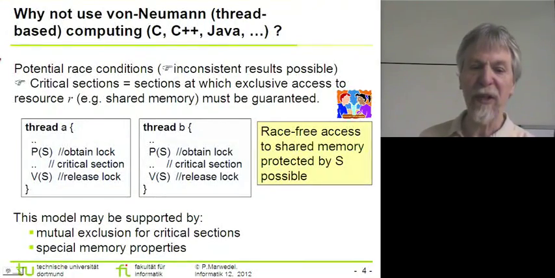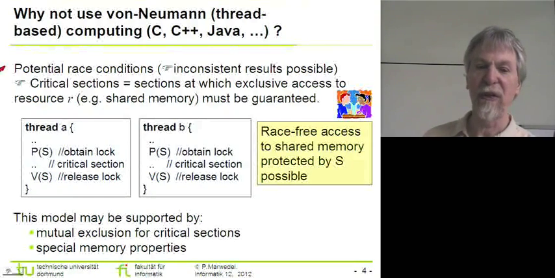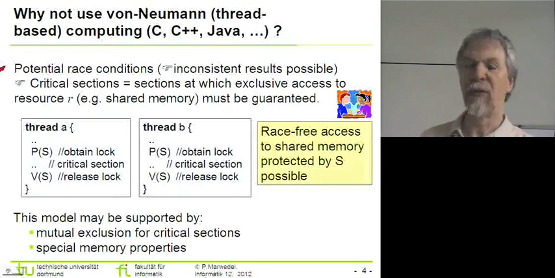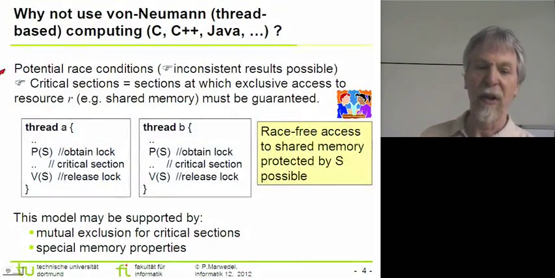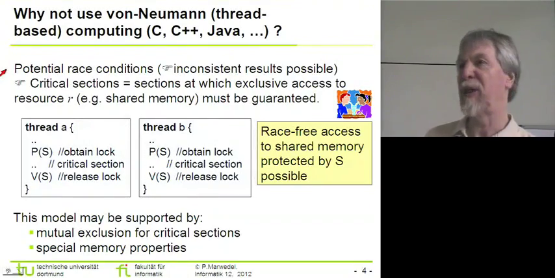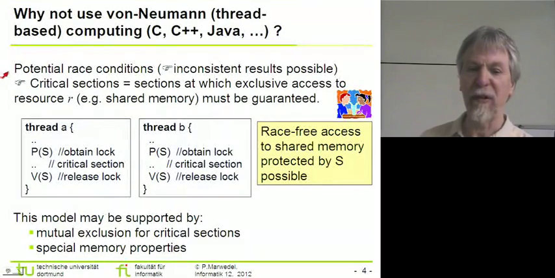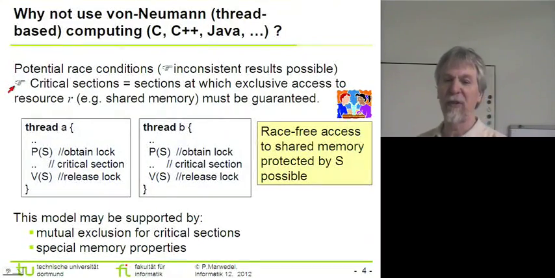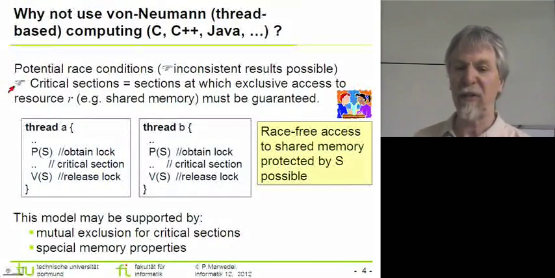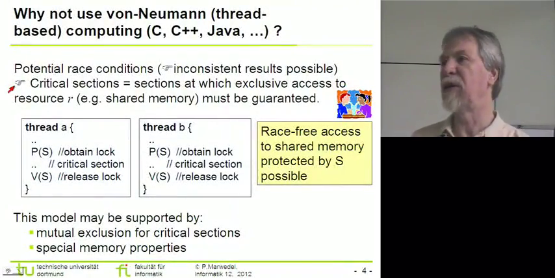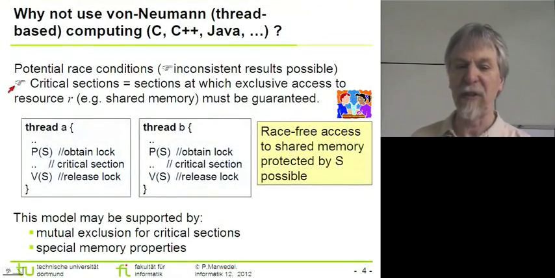Well, we have already seen problems that arise from this approach. We know that there are potential race conditions if we access global resources. So for example, if we have some global memory, we might have problems with these race conditions. Due to the possible race conditions, we are defining so-called critical sections. These are sections of the code where we require exclusive access to that shared resource.